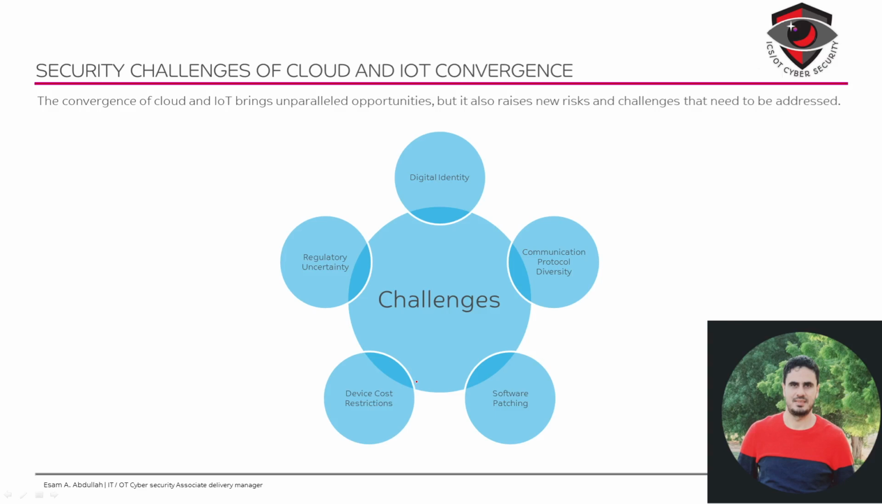The fourth challenge is related to device cost restrictions. Many IoT markets are extremely price competitive, meaning that the bill of material costs are kept to a minimum, and low-cost components are fitted, leaving many devices with insufficient hardware resources available for basic security functionality. The last one is regulatory uncertainty.